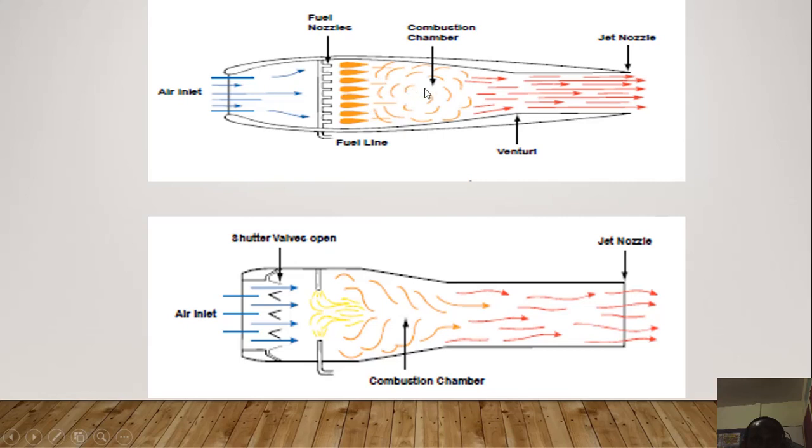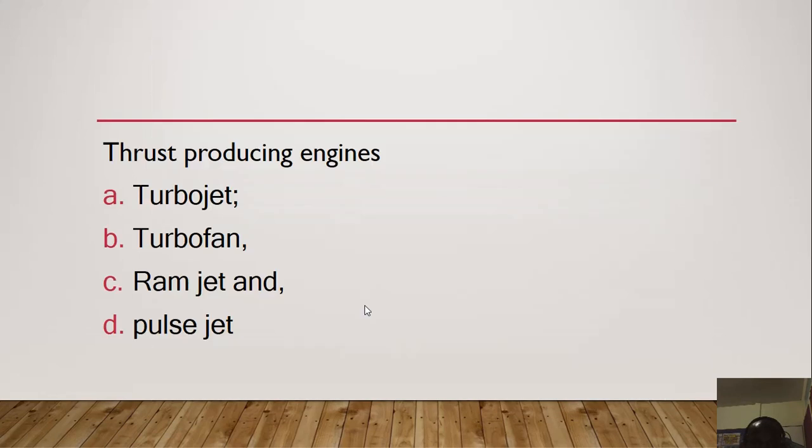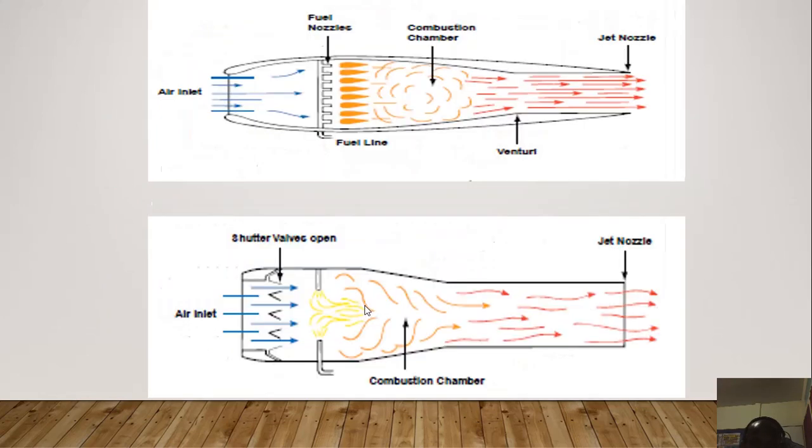This is the ramjet. Then we have something like a pulsejet, the last one. Here we see the ramjet: fuel nozzles, combustion chamber, venturi, then jet nozzle. The pulsejet has the air inlet, shutter valves open, then combustion chamber, then jet nozzle. So it is in the form of a pulse: opening, closing, opening, closing. That's a pulsejet.